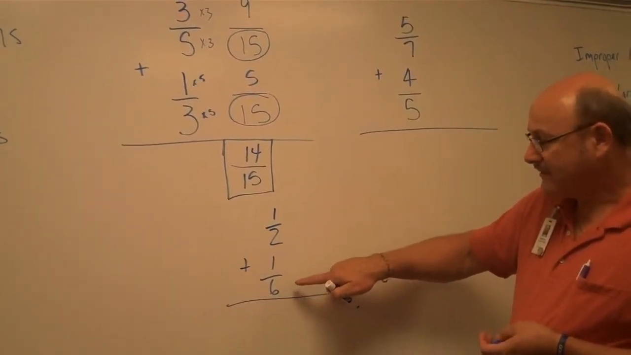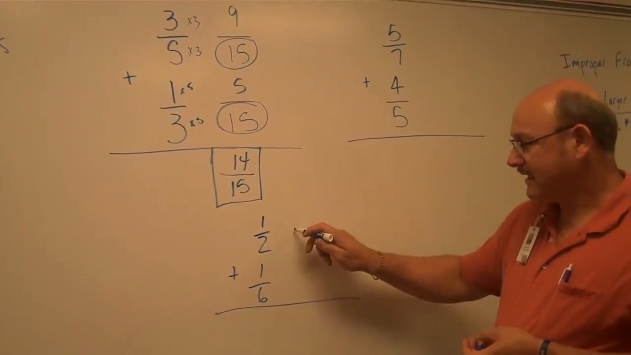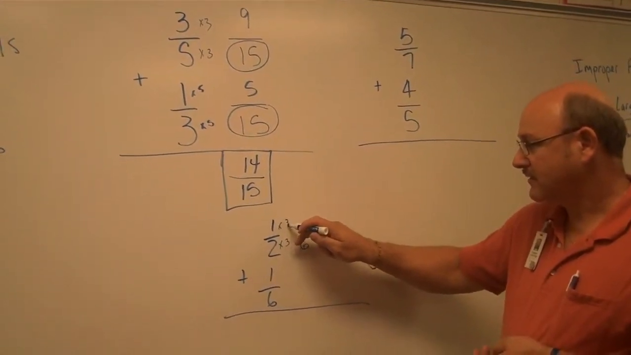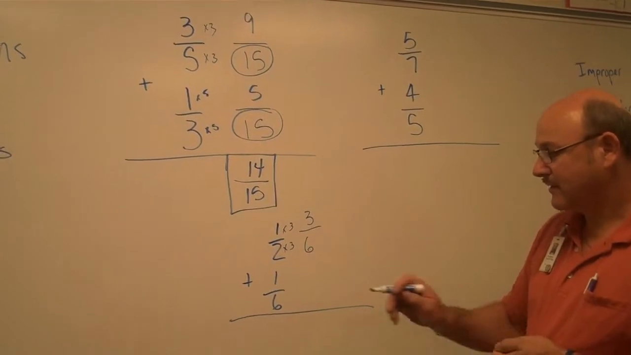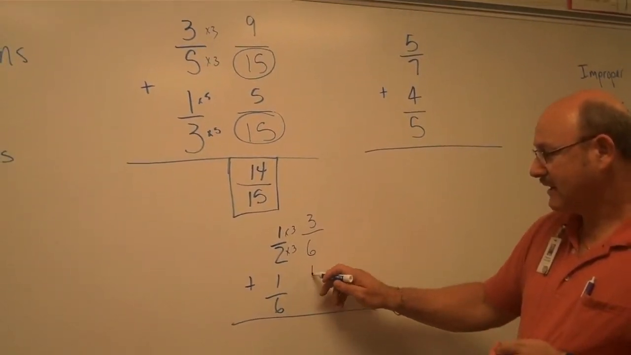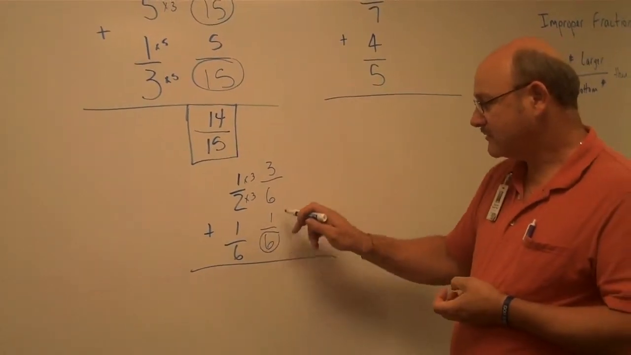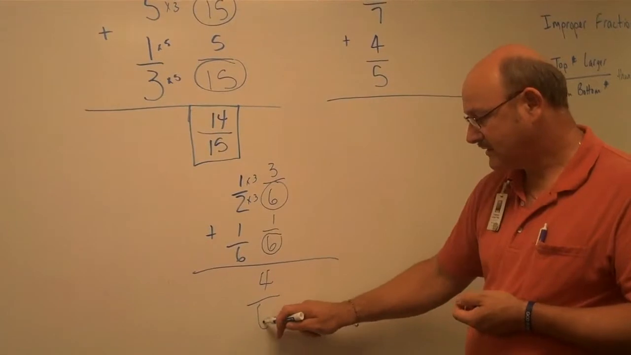I have to find a number that they'll both go into. These will both turn into a 6. 2 times 3, 1 times 3. That means 3/6. 3/6 and 1/2 is the same number. This one already has 6 as a denominator. I can leave it alone. 1/6. Bottom numbers are the same. I can add. 3 plus 1 is 4/6.